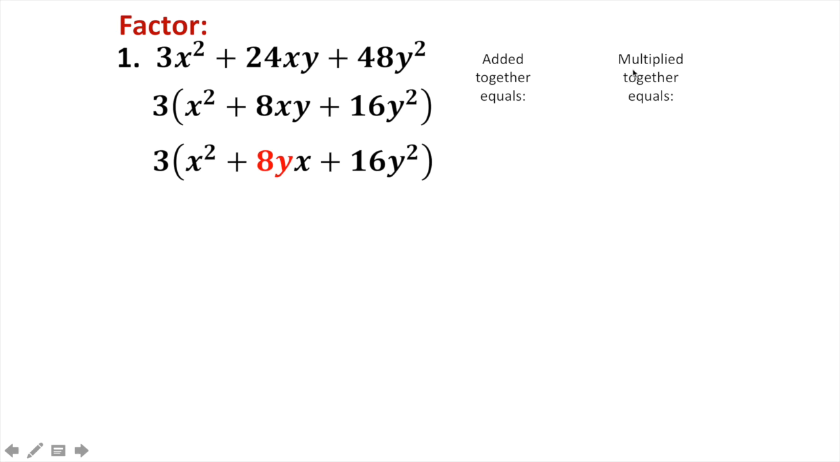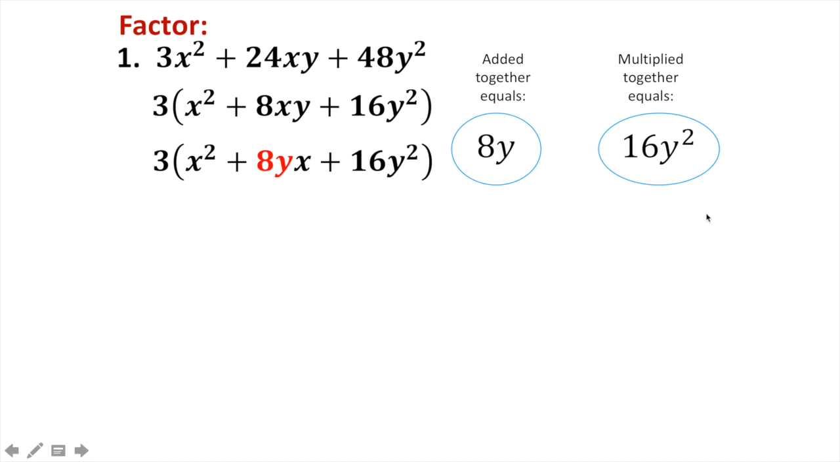I need two numbers that multiply together to equal my c, and c in this case is going to be 16y squared. But they need to add together to give me b. Well, b in this case, instead of just being the number 8, is the number and my y here. Because x is associated here, this is actually 8y. I need two things that multiply together to give me 16y squared, but add together to give me 8y.